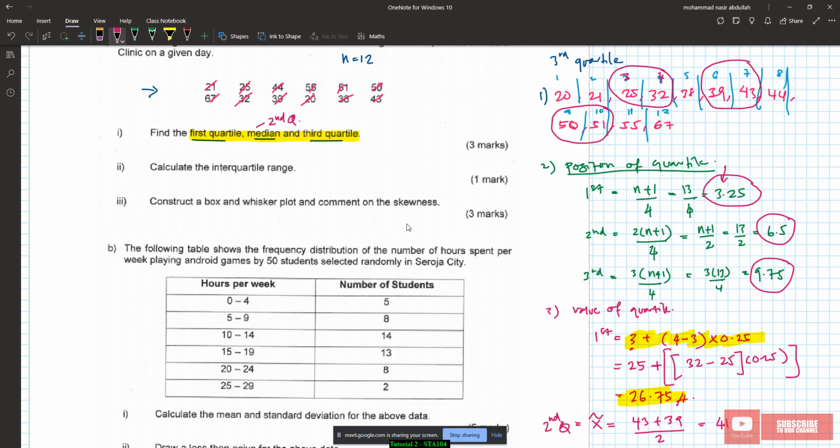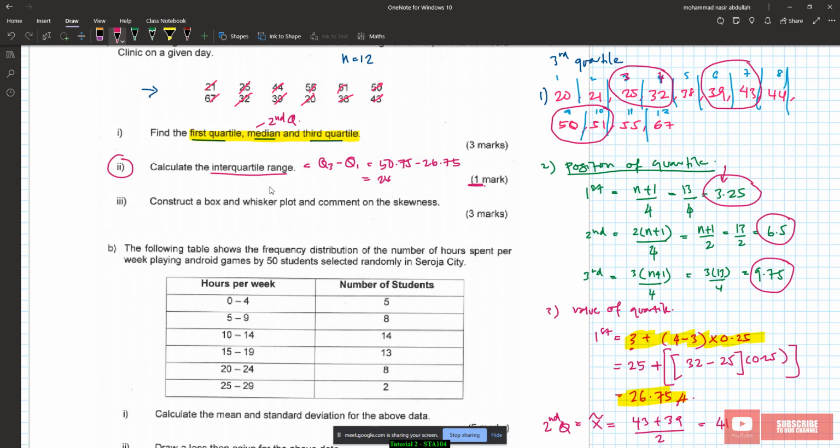Right. So now number 2, calculate the interquartile range. Interquartile range means that quartile number 3 minus quartile number 1. So quartile number 3 is 50.75 minus quartile number 1 is 26.75. So this one should be how much? Berapa? 24. Right? 24. So because this is only 1 mark, it's very simple.